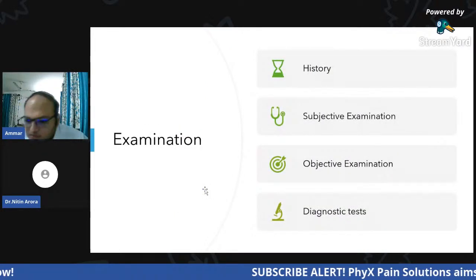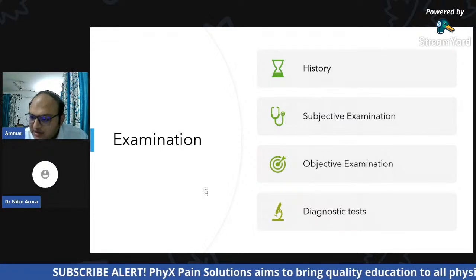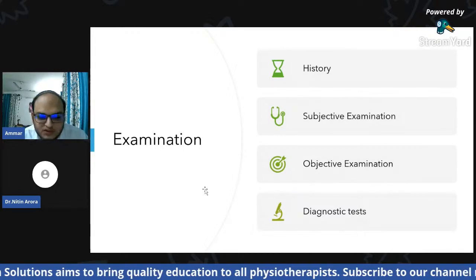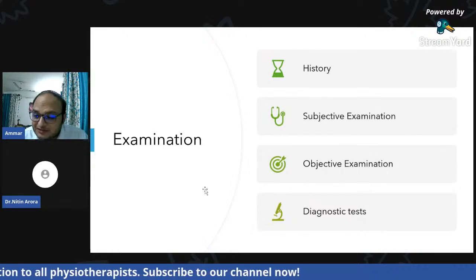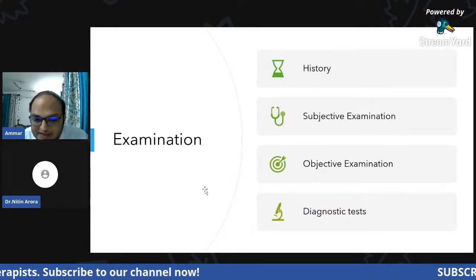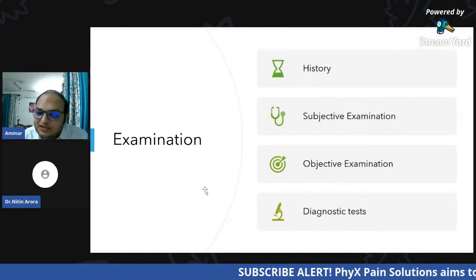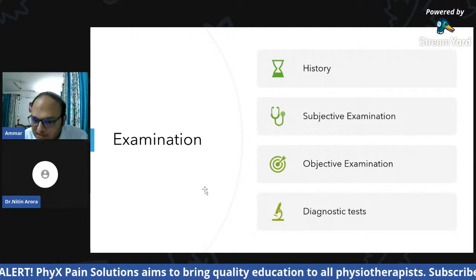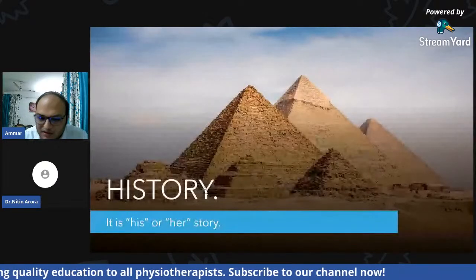Okay. Now, what is examination? ठीक है, हमने पहला क्वेश्चन आंसर कर दिया. First question was what approach. Second question was I'll be using evidence. Third question is what is examination? Sir, you're talking about examination, evaluation, examination, evaluation. What is examination? It's a combination of, okay, this is again to me this classification: it's the history, subjective examination, it's objective examination, and it's diagnostic test. Let's go one by one into it.